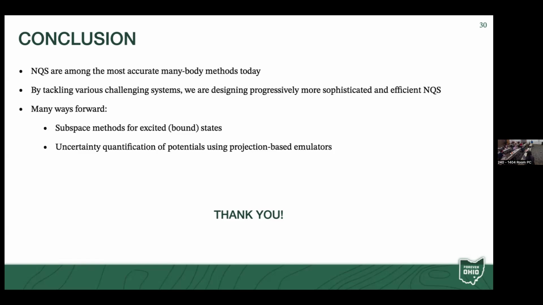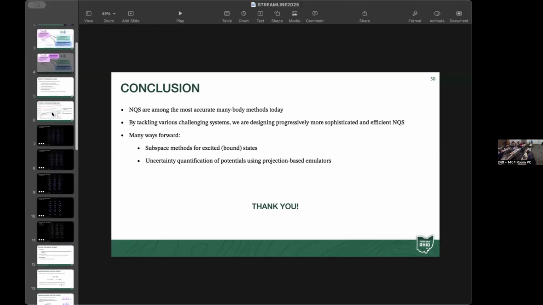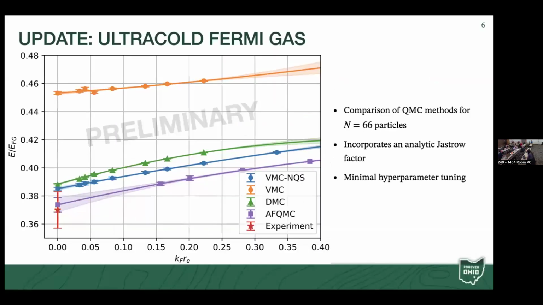When you were doing the cold atom case, for example, the neural quantum state did much better than the BMC, but not quite as good as, I forget what it was, AFDMC or one of the others, right? Yeah. So I'm just wondering whether there's any special tools you'd use to try to figure out how to do better on that.